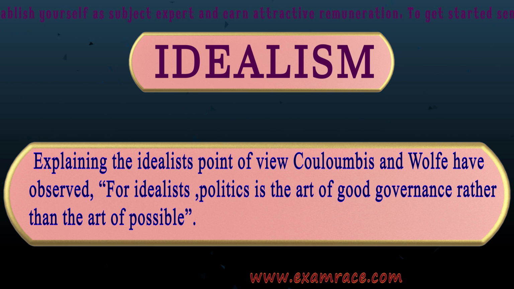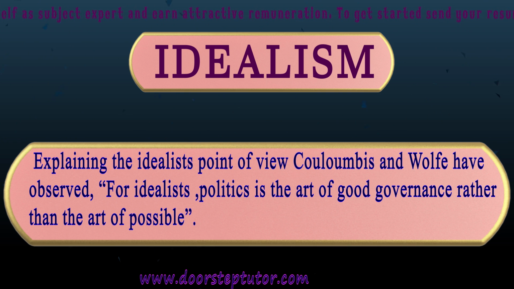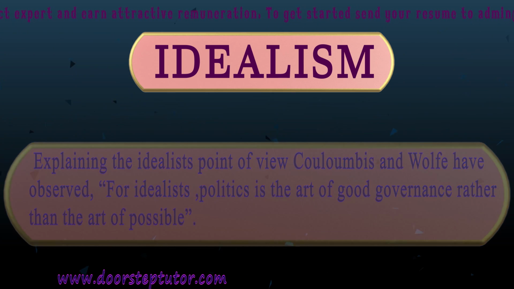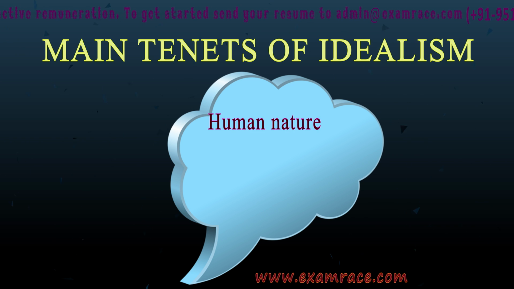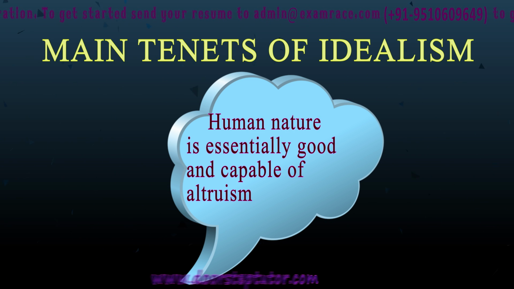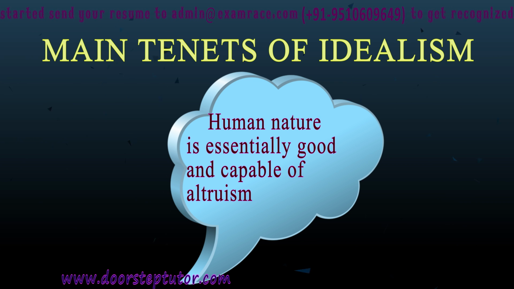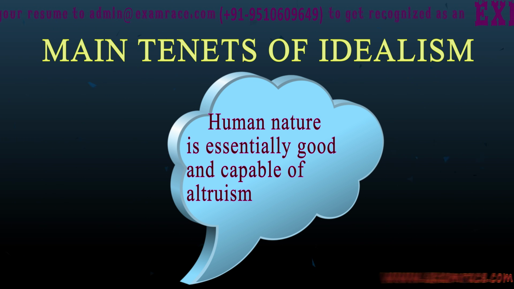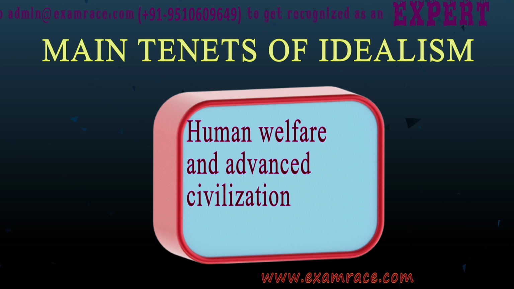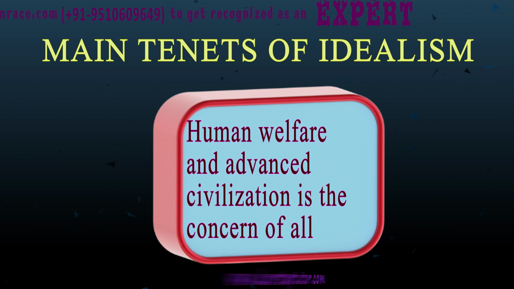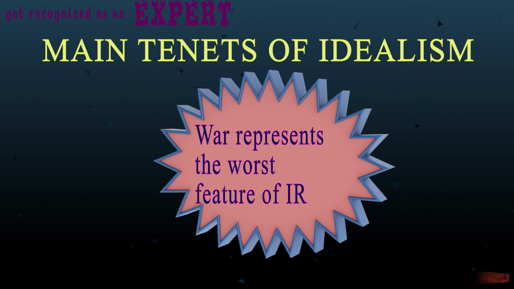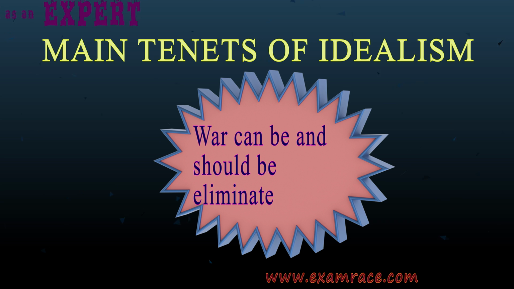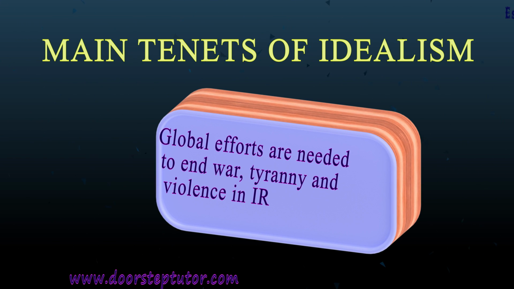Columbus and Wolfe have written explaining the ideas of the idealist approach. For idealists, politics is the art of good governance rather than the art of the possible. The main tenets of idealism are these. It accepts the essential goodness of human nature. Human welfare and advanced civilization are the concern of all, it believes, and the worst feature of international relations is war. War in any form should be eliminated, and it can be eliminated, for which global efforts are required.